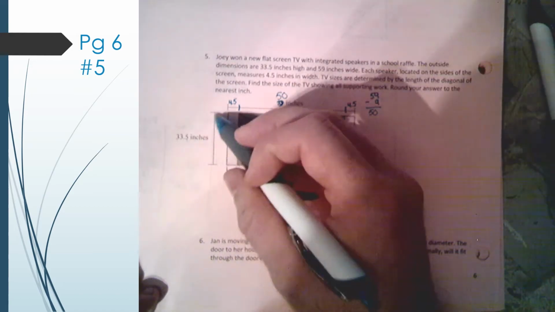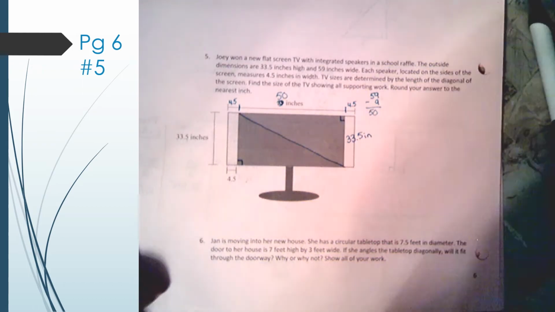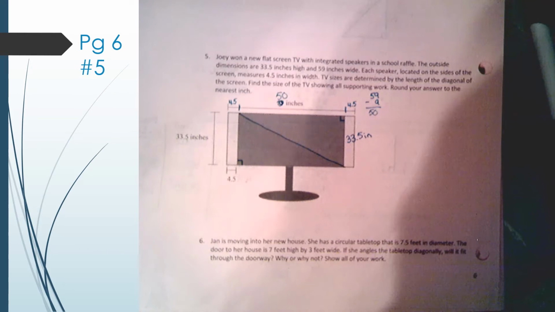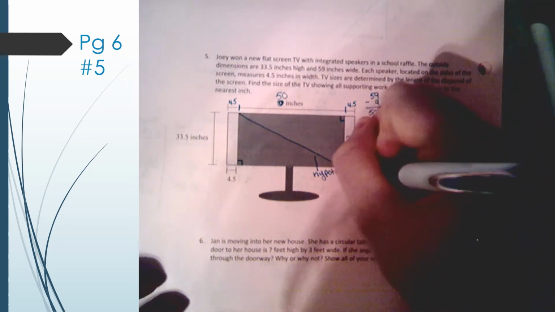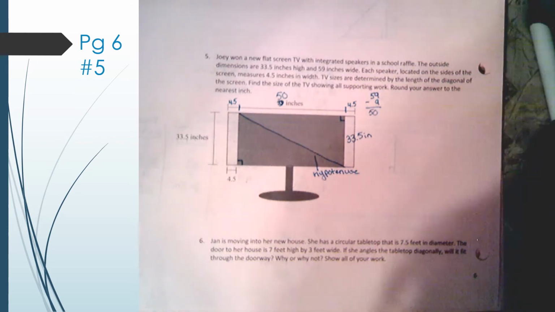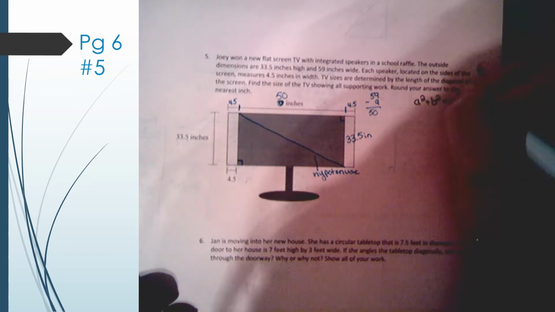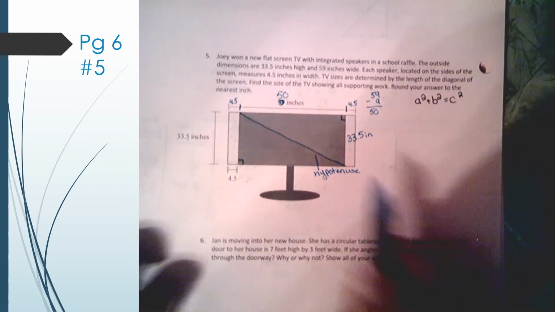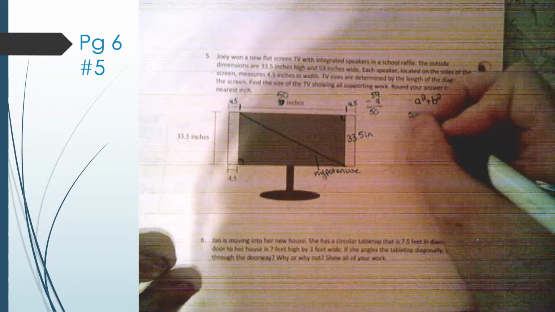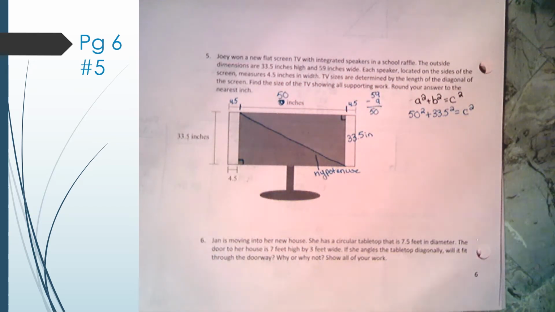The side is still going to be whatever they just told us, the 33.5 inches. So we have these two sides of the right triangle. We just need to find the hypotenuse, which is the longest side in a right triangle. So we can use Pythagorean Theorem, a squared plus b squared equals c squared. Again, a and b are the legs, so it doesn't matter which one I make a and which one I make b. So I'm going to make it 50 squared plus 33.5 squared equals c squared. Because again, we're trying to find the hypotenuse. We're trying to figure out how big this TV is.